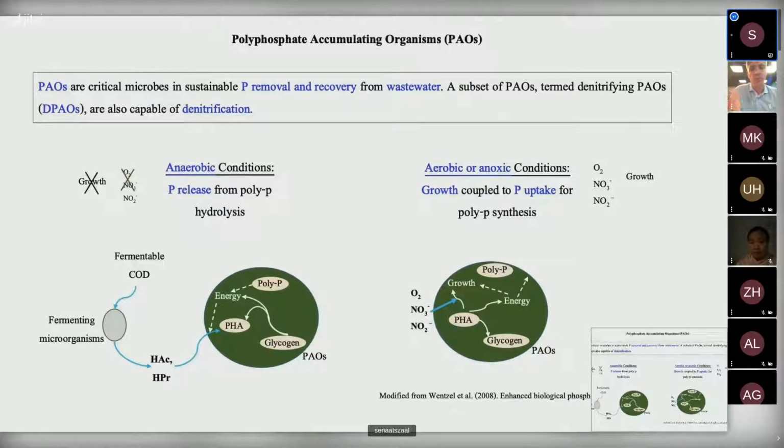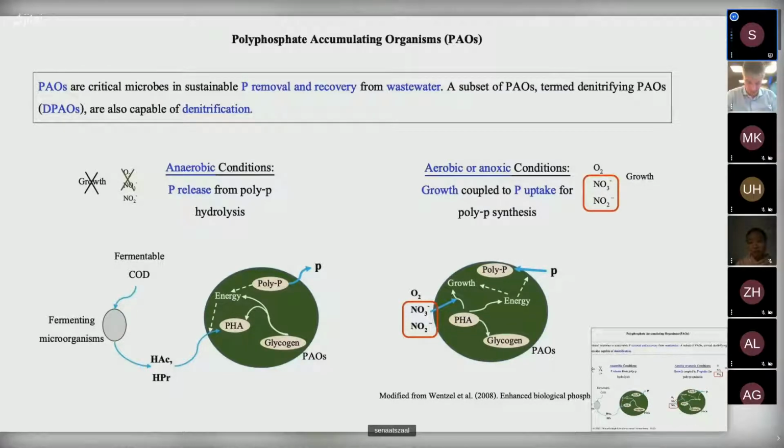To make sure we are on the same page, I will start with a very brief introduction on polyphosphate accumulating organisms, PAOs. PAOs are critical microbes in phosphorus removal and recovery from wastewater. They could release phosphorus during the anaerobic phase and could reuptake phosphorus during the aerobic or anoxic phase. A subset of PAOs, denitrifying PAOs or DPAOs, are also capable of denitrification using either nitrite or nitrate as electron acceptor.